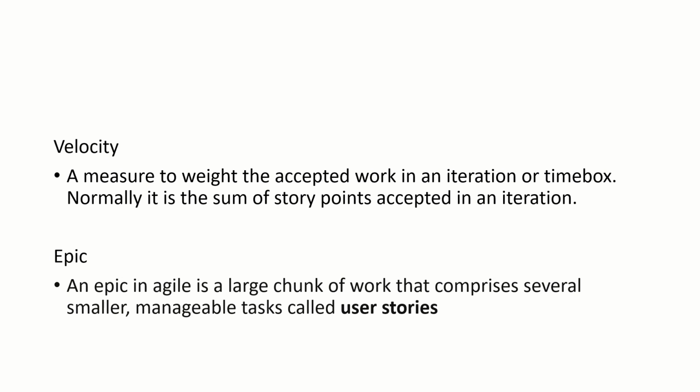So in simpler words, you can say there is a requirement for a particular iteration, and those requirements are divided into small tasks or story points. Each story point has to be assigned points, which are called story points. The sum of all the story points is what is normally called velocity.